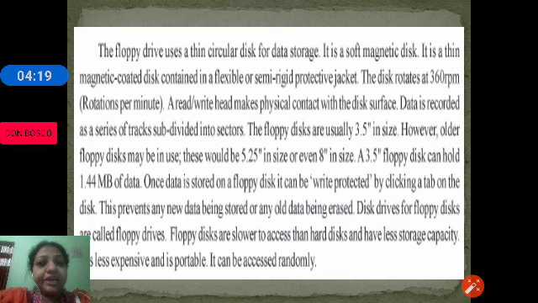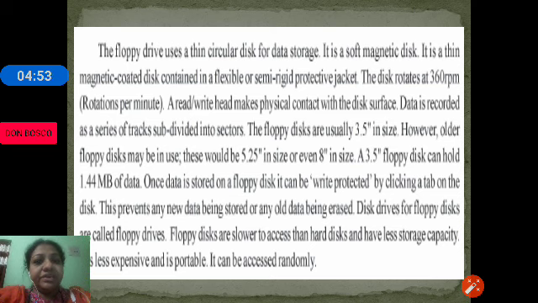During the read and write process, the disk rotates. The disk rotates at the speed of 360 rpm. R refers to rotations, P refers to per, and M refers to minute, rotations per minute. There is a read-write head which contacts the disk surface, and data is recorded on a series of tracks, and the tracks are further divided into sectors.